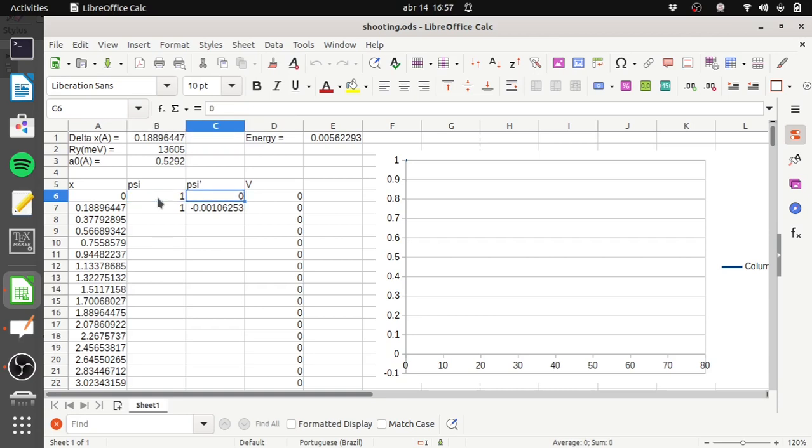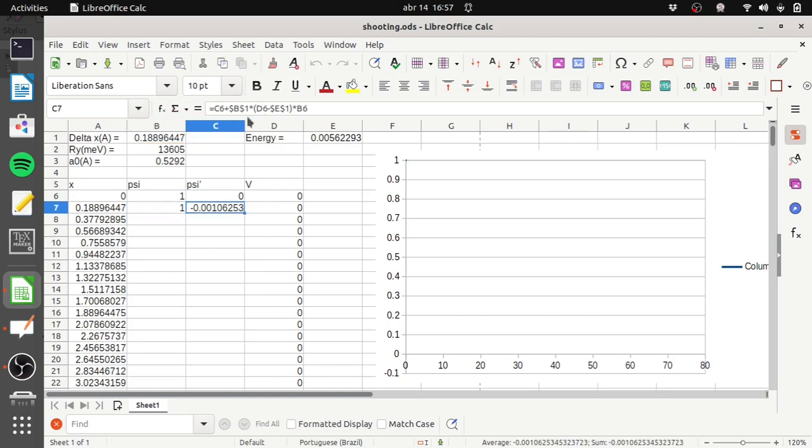That makes even wave function, right? So if I want to calculate the wave function at the next point, how do I do it? I use the previous one, that's why I'm writing here B6. I multiply by delta x and by the derivative, which is C6. See? So with that, I calculate it, and that's it.